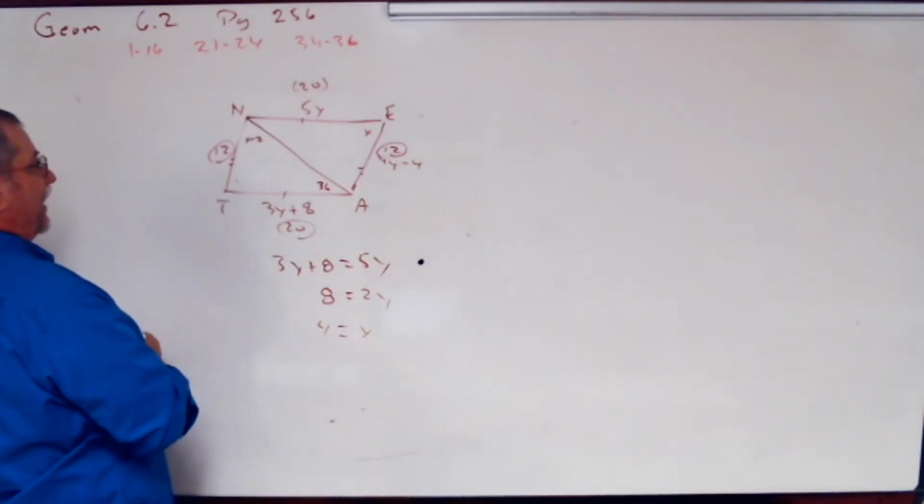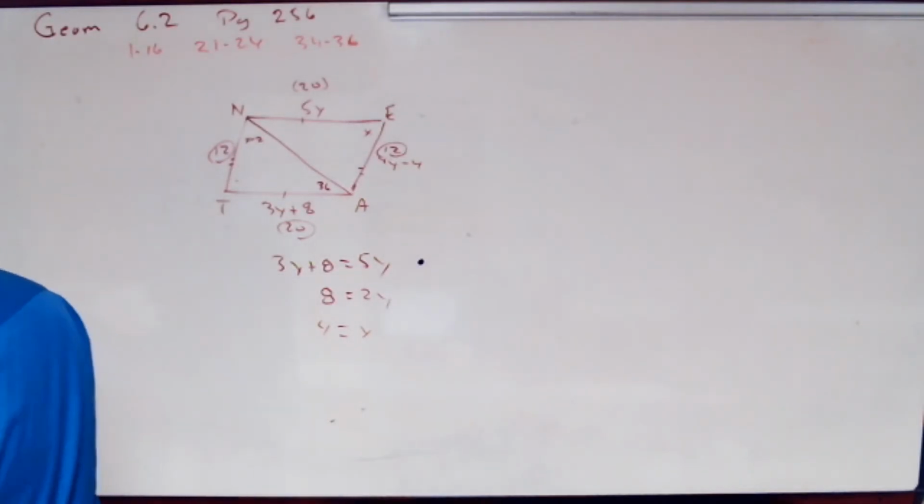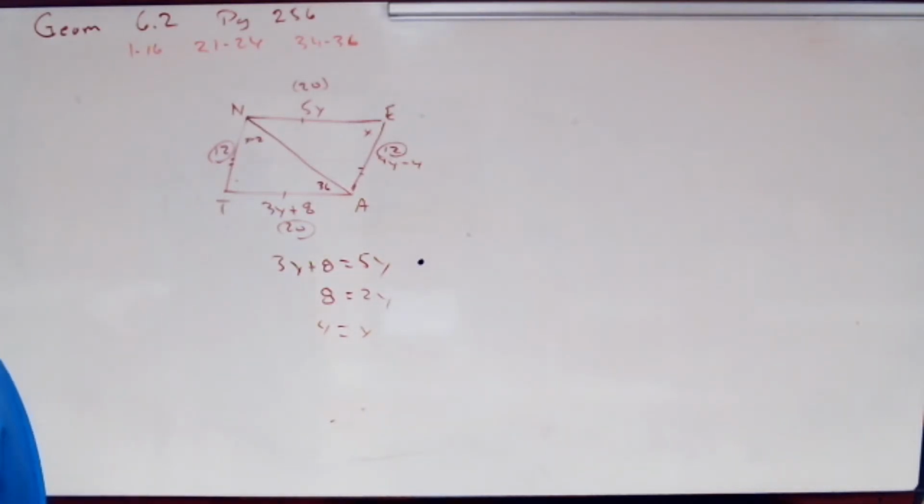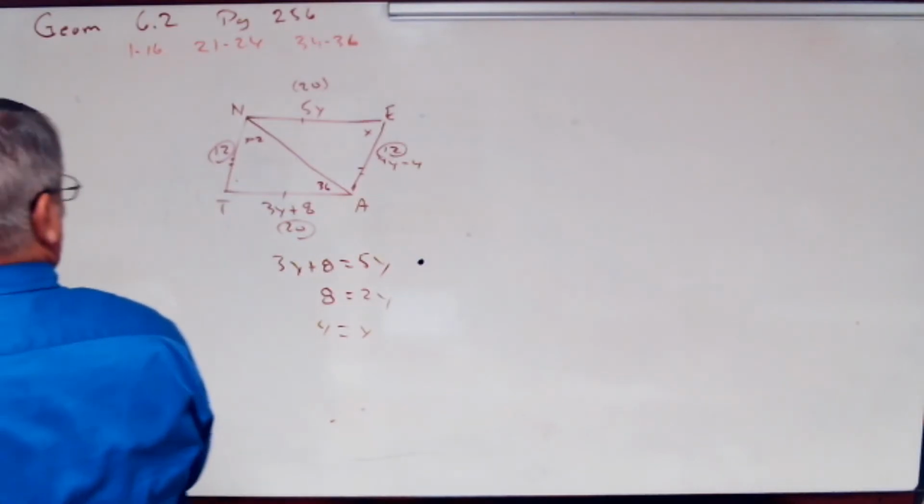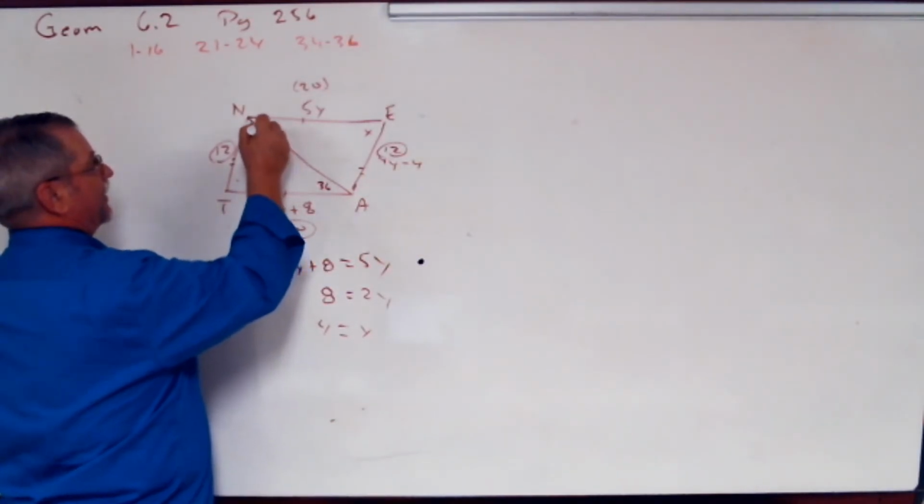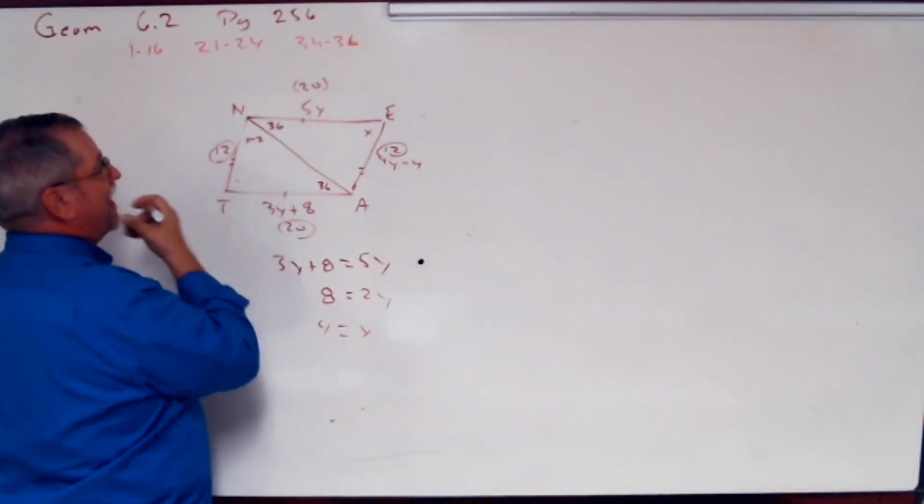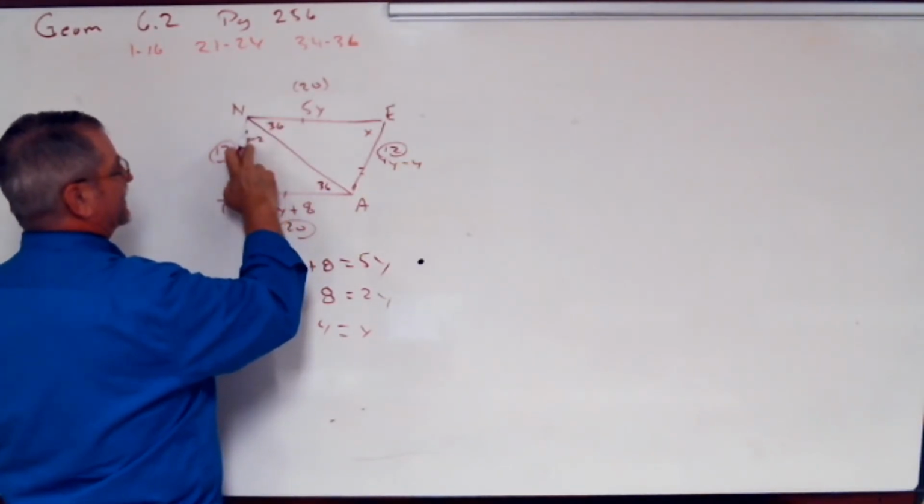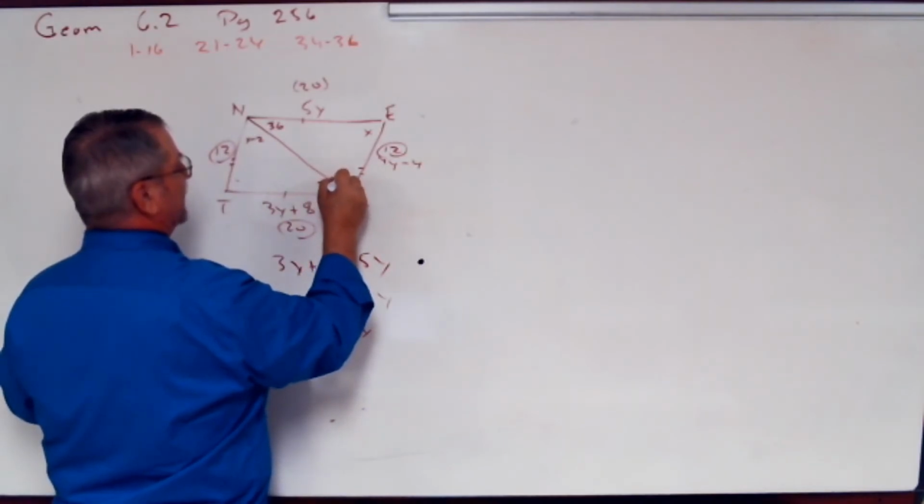Now let's look at angles, okay? Let's just look at angles and see what we got going on here. If that's 36 degrees, let's see. Well, I just know a couple things. This right here is going to be 36. If this is 36, this is 36. This is x minus 2. This is x minus 2.